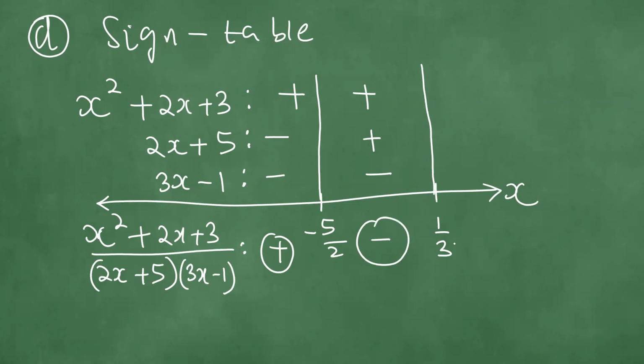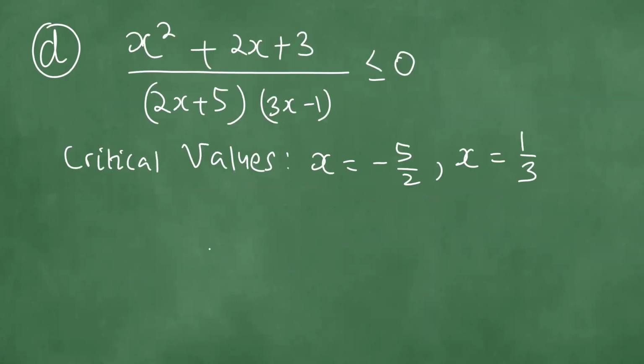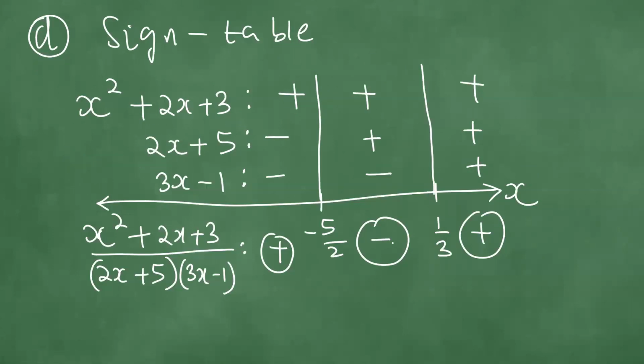Bigger than 1/3 can be any arbitrary number, say 10. Plug it in there, you have a positive. Plug it in here, you have a positive. Plug it in there, you have a positive, so that this is a positive. So now what is the solution to this? If you look very carefully, we're looking for parts where this is less than or equal to 0. Less than or equal to 0 is between minus 5 over 2 and 1/3. So the answer becomes, as a conclusion, minus 5 over 2, like so, and 1/3.